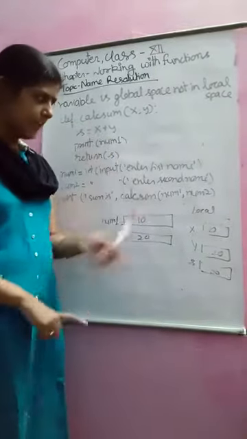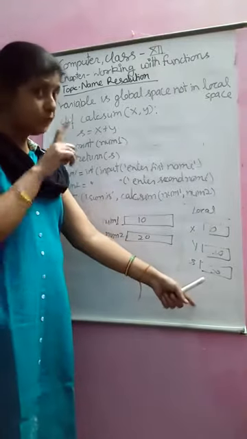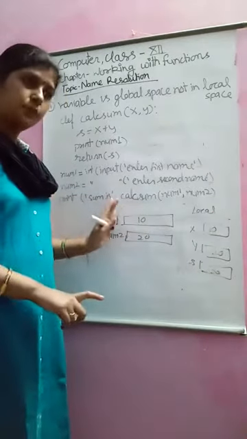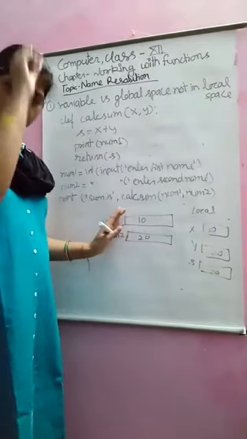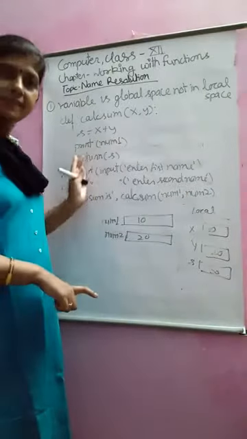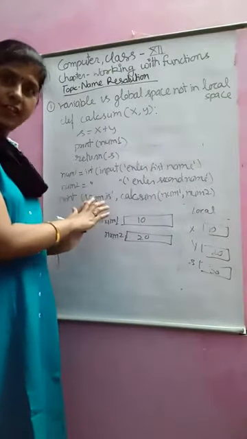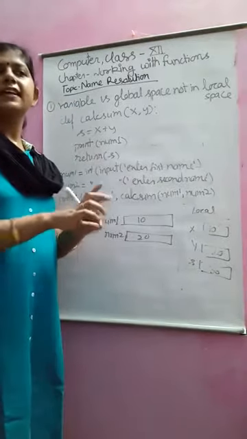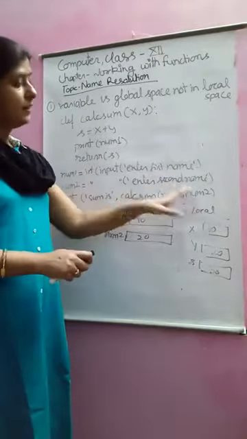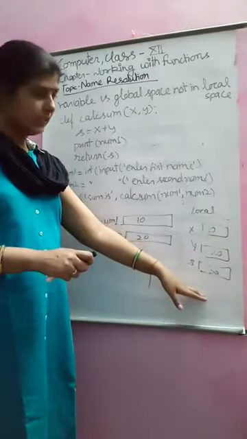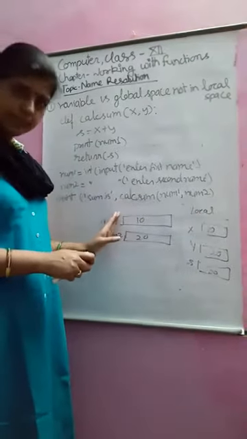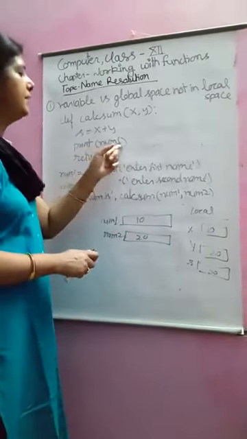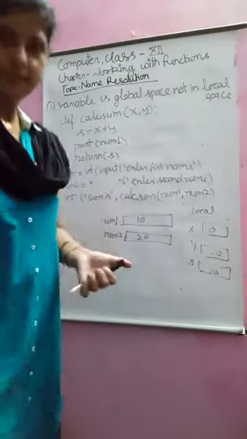So first it checks the local space. If not found, then it checks the global space. If not found, then it checks the built-in names. If not found there, then it says the variable is not defined. Here the variable is not present in the local space, but it is present in the global space, so it will print the value of the number.